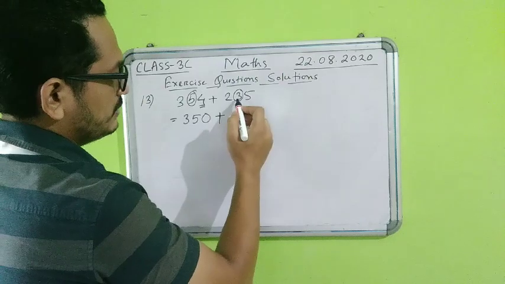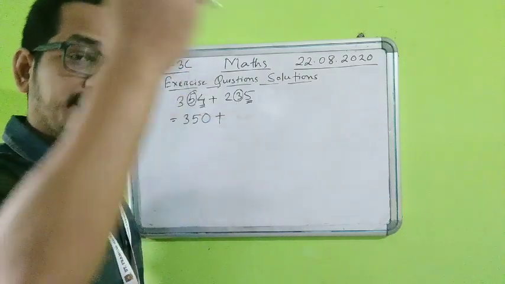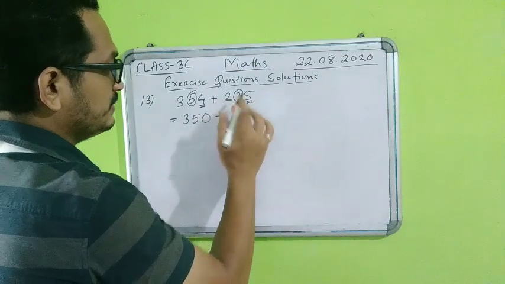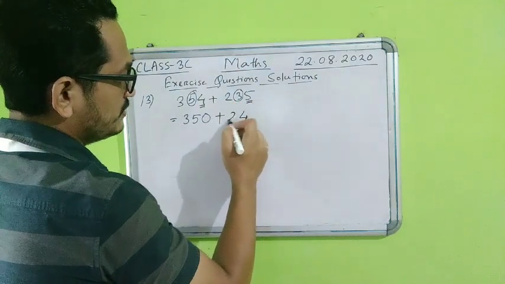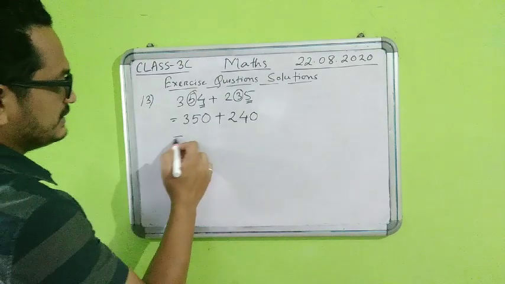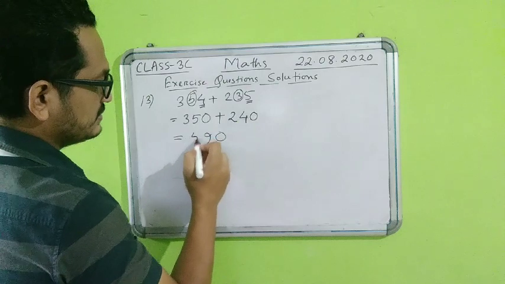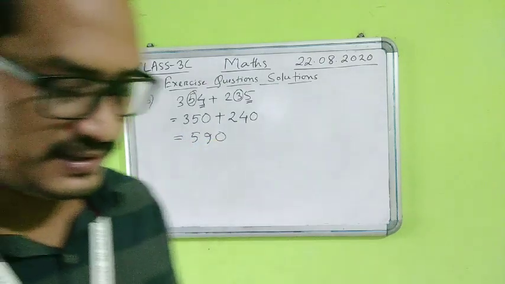Then plus. Now here on the right hand side, what is there? 5. So 5 or greater than 5, you need to add 1. So 3 plus 1, it will become 4. This will be 2 and this will be 0. So it will be 240. Now let us add this. 0 plus 0, it is 0. 5 plus 4, it is 9. 3 plus 2, it is 5. So the answer is 590.